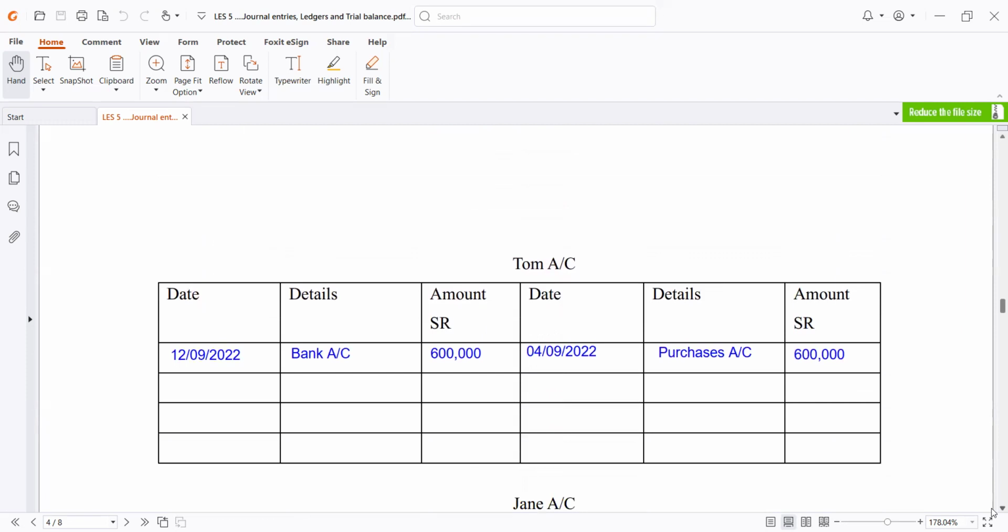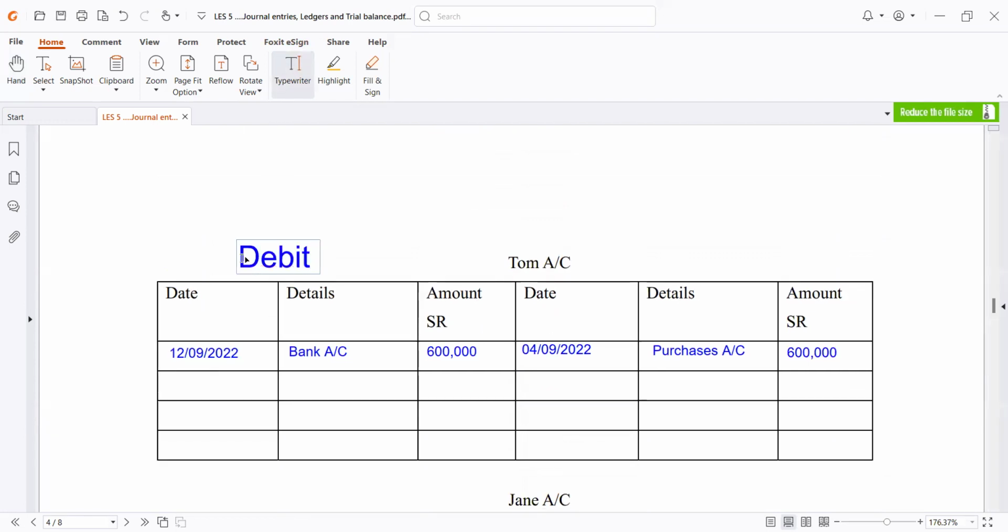So with Tom account, look at this account. We have the debit side here. This one is the debit side, and the writing is too big. Let me try to reduce. Just reducing the font size. So yeah, good. Now we have the debit side.